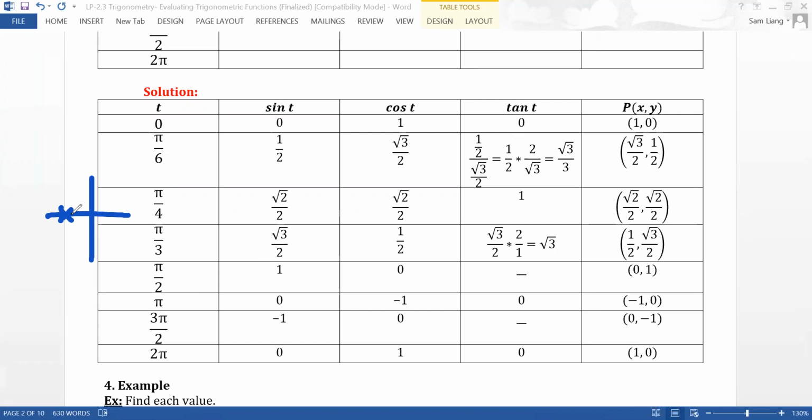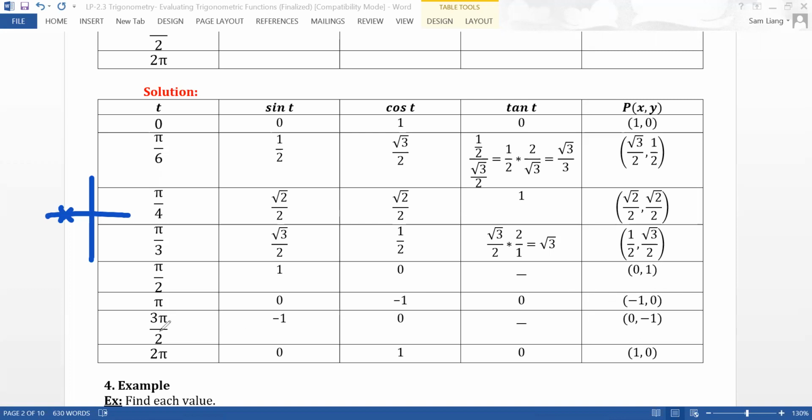Okay, cosine, right, 180 degrees is in the opposite direction of 0 degrees, so it'll be -1. That makes sense, right? Next we have tangent. So tangent is sine divided by cosine. So 0 divided by -1, that would just be 0, right? So 0 in the numerator, that would just be 0. And then the x coordinate is -1, comma, y coordinate is 0.